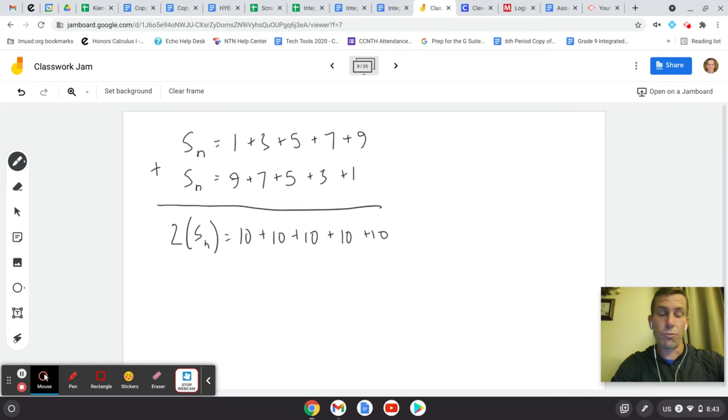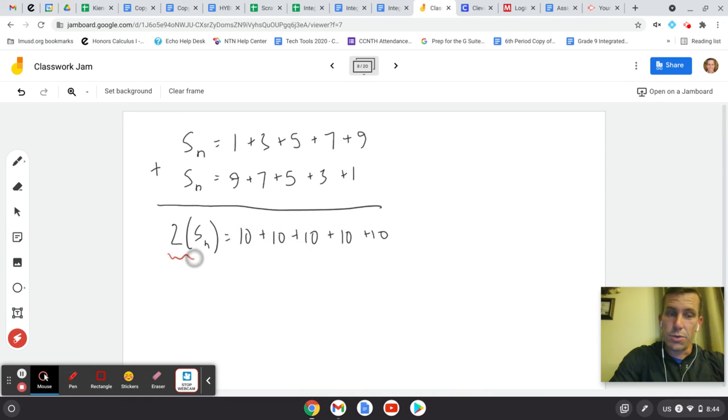1 plus 9 is 10, 3 plus 7 is 10, 5 plus 5 is 10. All of these numbers add together to 10. And we can see that because in our forward sequence, where we're going 1, 3, 5, 7, 9, we're adding 2 each time. Add 2, add 2, add 2, add 2. And when we write the sequence backwards, we're doing the opposite. Subtract 2, subtract 2, subtract 2, subtract 2. So when we go from 1 and 9 to 3 and 7, we've added 2 and subtracted 2, so our sum is the same every time.